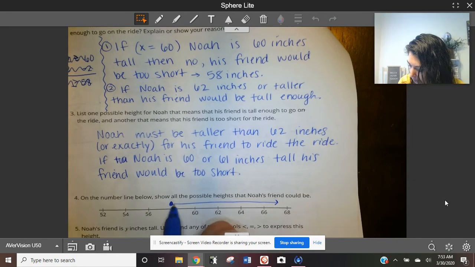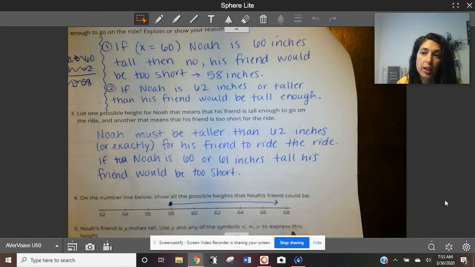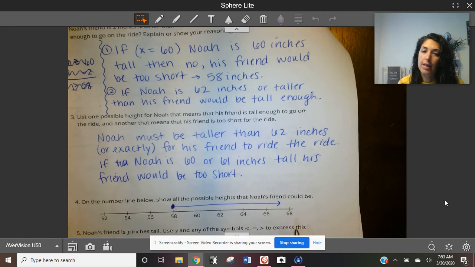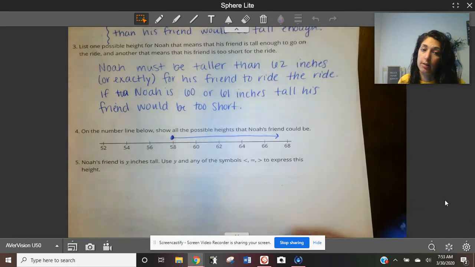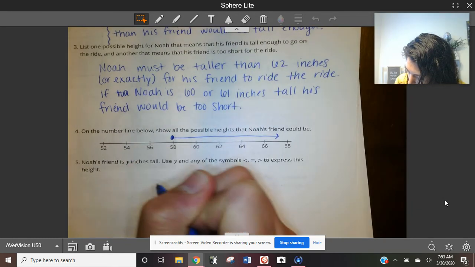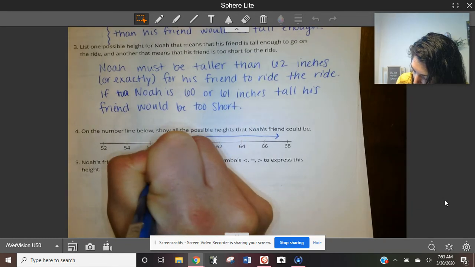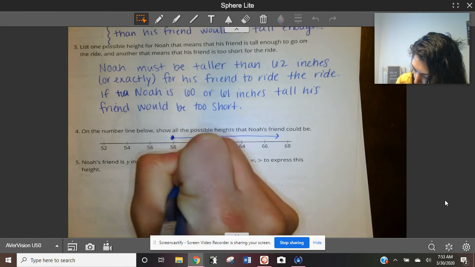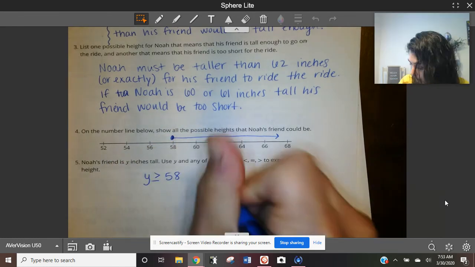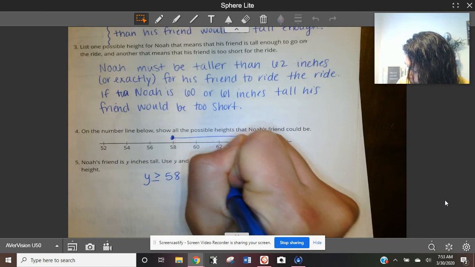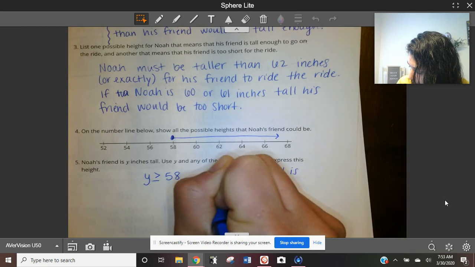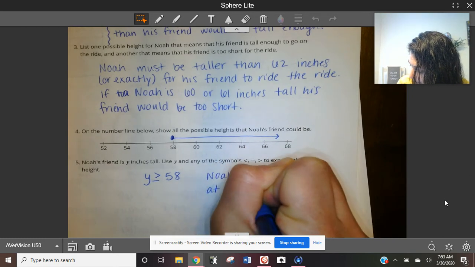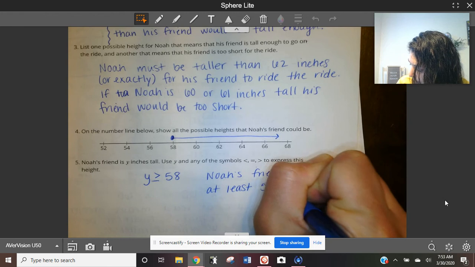Now here's where I said, so this means that 58 is included. If it was an open circle, that would mean that it can't be 58, but it can be anything bigger. Okay, so if we were working backwards from how we gave Noah's inequality, so this would be y is greater than or equal to 58, okay? Which would mean that Noah's friend is at least 58 inches tall.